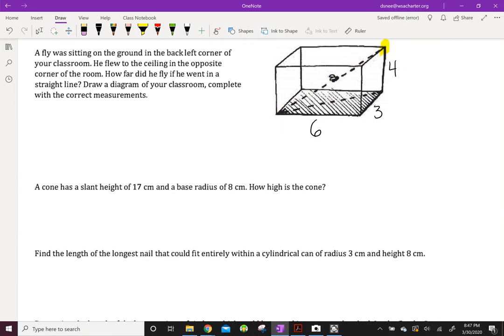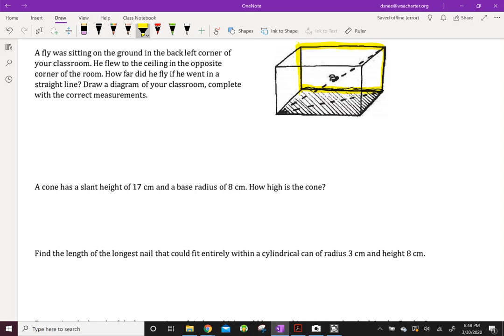Okay, so now I'm going to go down to this next one. This box is actually, you can see, there's a little fly right there. Okay, this next problem says a fly was sitting on the ground in the back left corner of your classroom. Okay, so I'm thinking this is the front edge of the classroom here. Right, this right here is the front edge. Okay, and it's saying that the fly was in the back left corner of the classroom.